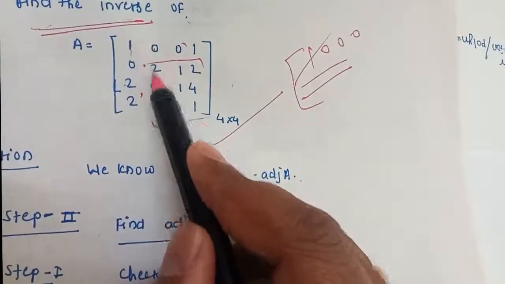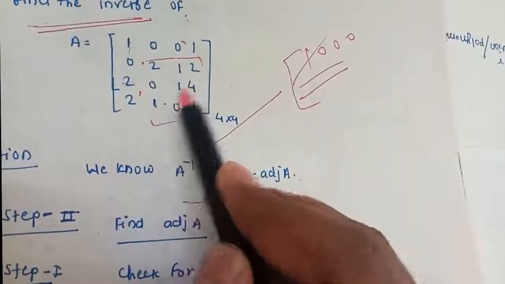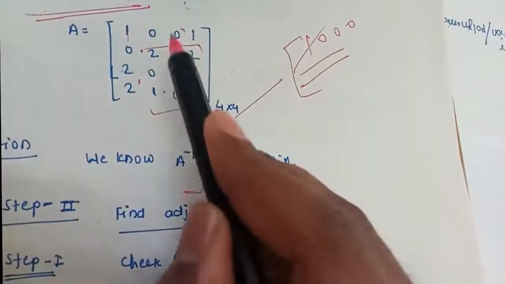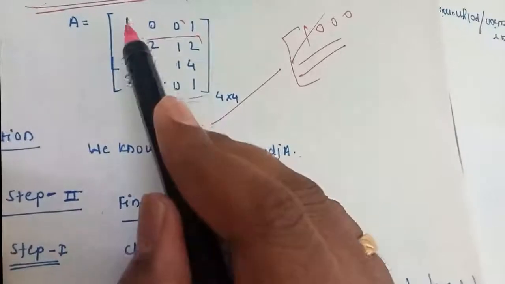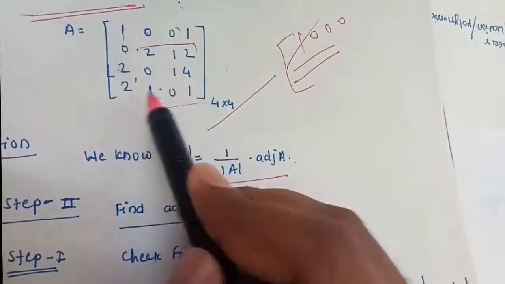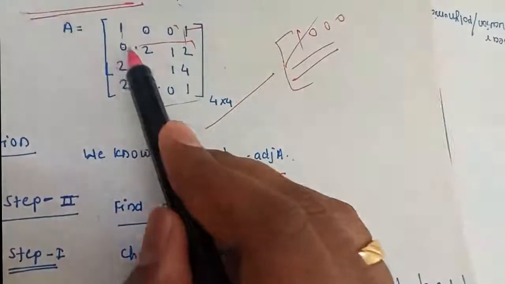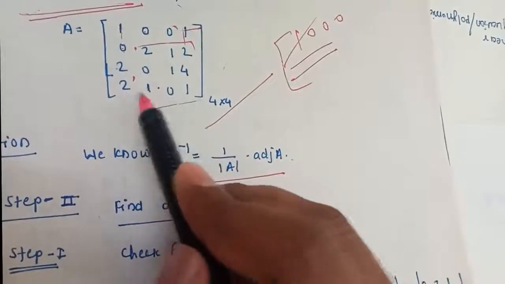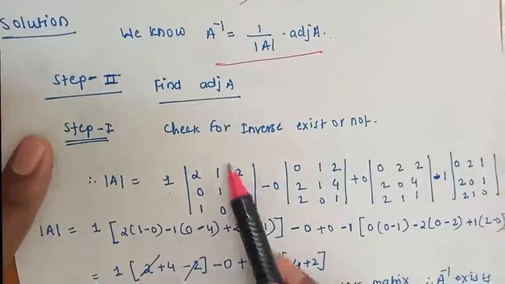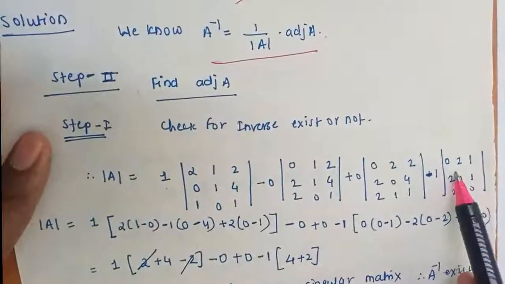Again for 0, leave this column, leave this row, you will get the elements 0, 1, 2, 2, 1, 4 and 2, 0, 1. Again 3 by 3. Plus 0 into bracket, leave this column, leave this row. So 0, 2, 2, 2, 0, 4, 2, 1, 1. Again for this one, leave this column, leave this row, 2, 0, 2, 1, 2, 0, 1, 2, 1, 0. So the only difference is that in expansion you will not get 2 by 2 matrices as we were getting in the previous sums. We will get 3 by 3.